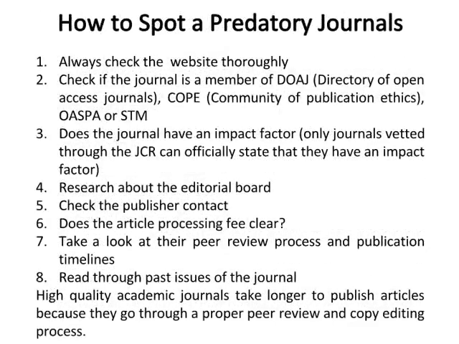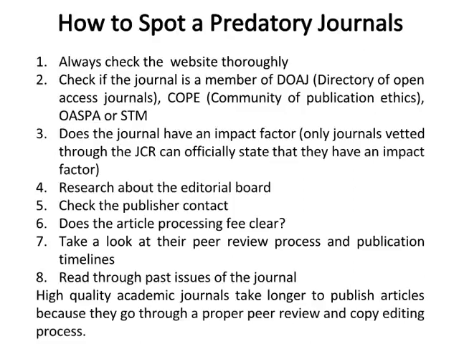How to spot a predatory journal. Number 1 is always check the website thoroughly. Number 2 is check if the journal is a member of DOAJ, Directory of Open Access Journals, COPE, Committee on Publication Ethics, OASPA or STM. Number 3 is, does the journal have an impact factor? Only journals vetted through the JCR can officially state that they have an impact factor.